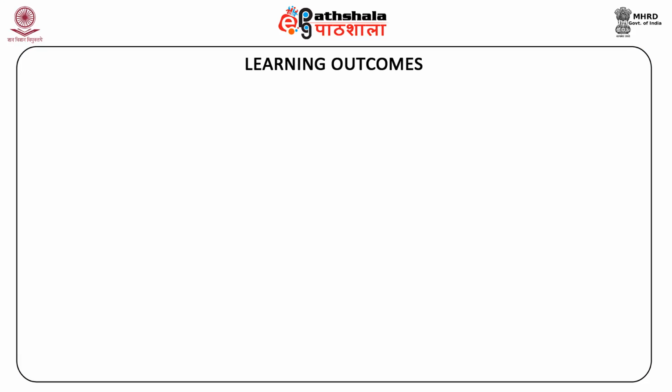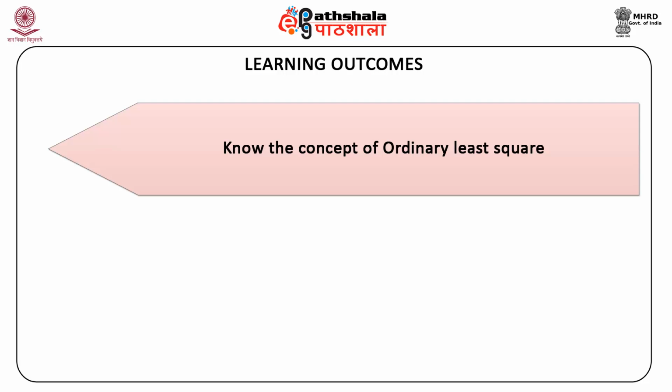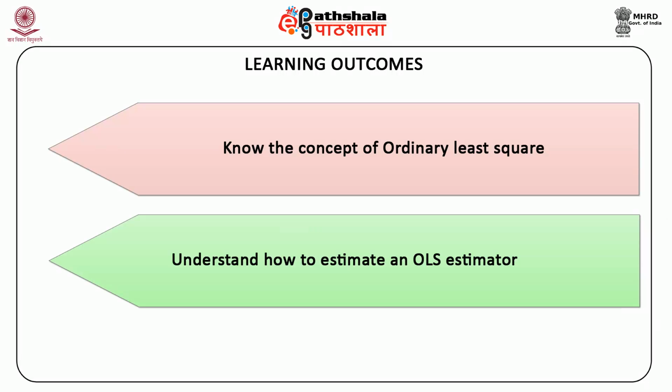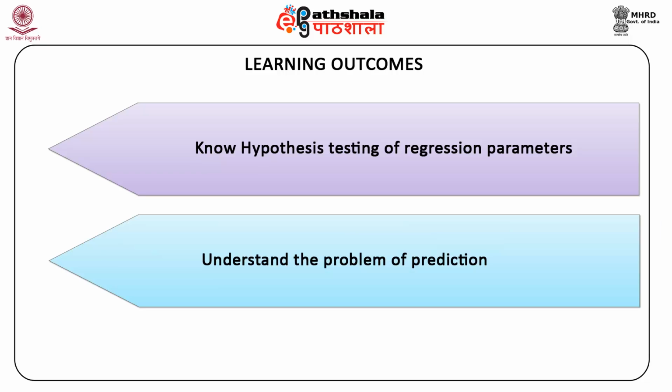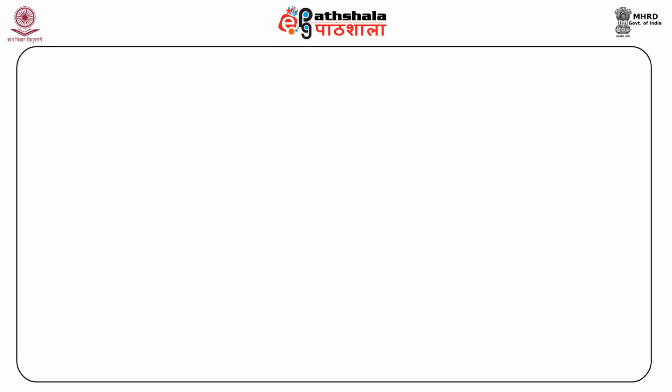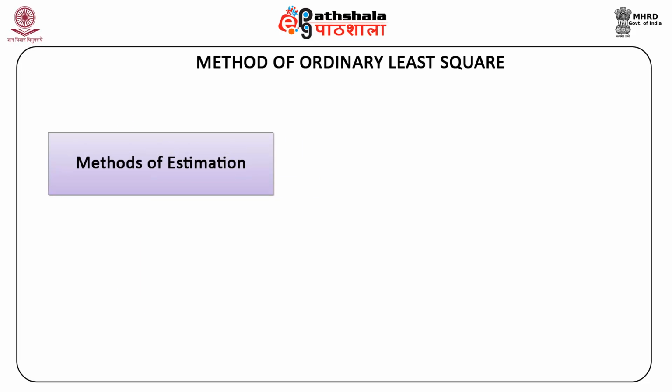The concept of statistical inference has two branches, estimation and hypothesis testing. The theory of estimation consists of two methods, point estimation and interval estimation. Let us understand them in detail. After studying this module, you shall be able to know the concept of ordinary least square, understand how to estimate an OLS estimator, know hypothesis testing of regression parameters, and understand the problem of prediction. Let us begin by understanding the methods of estimation.